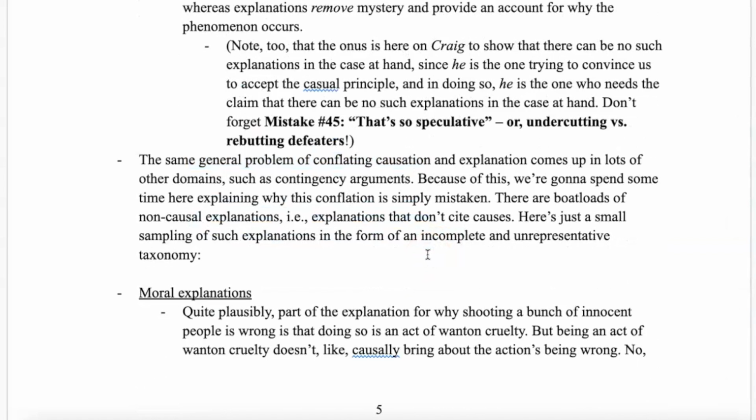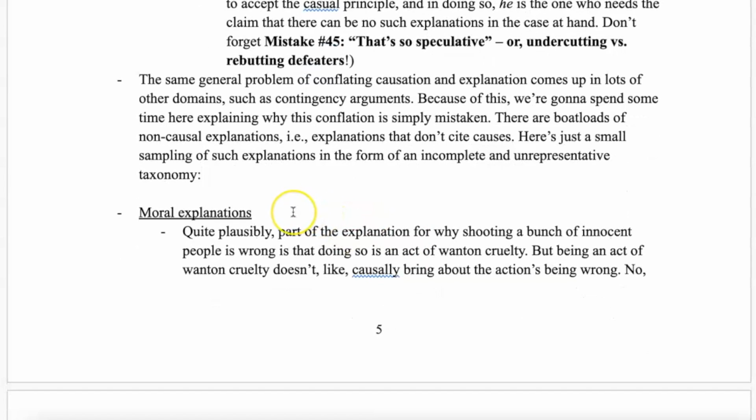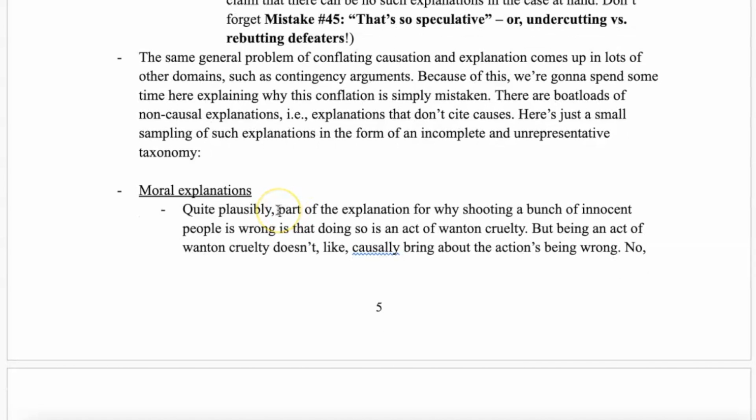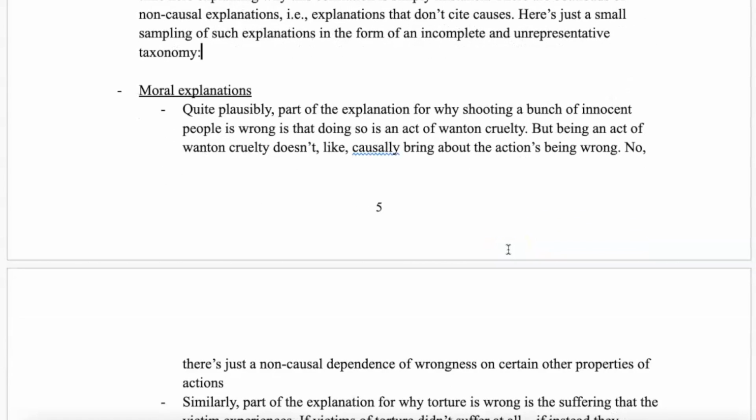So let's get on to some non-causal explanations. A first class of non-causal explanations are moral explanations. Quite plausibly, part of the explanation for why shooting a bunch of innocent people is wrong is that doing so is an act of wanton cruelty. But being an act of wanton cruelty doesn't causally bring about the action's being wrong. No, there's just a non-causal dependence of wrongness on certain other properties of actions.